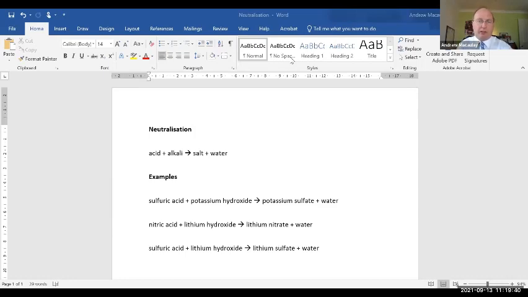So this morning, two things to understand. One is an acid plus an alkali produces salt plus water. And the second thing is that sodium chloride is not the only salt. There are lots of different salts, and they usually have a metal like potassium or sodium or lithium and something else joined to it. So in the case of common salt, it's sodium chloride. But you can see the examples here: potassium sulfate, lithium nitrate, and lithium sulfate.